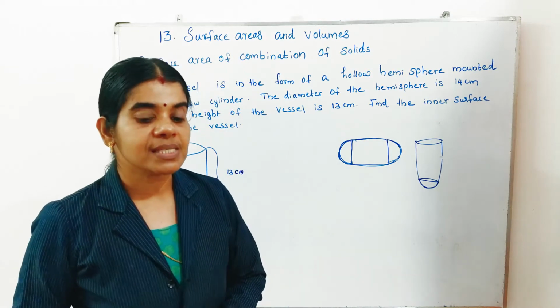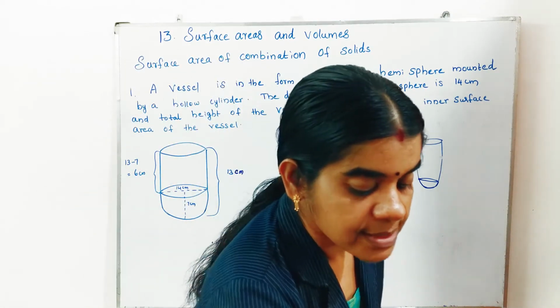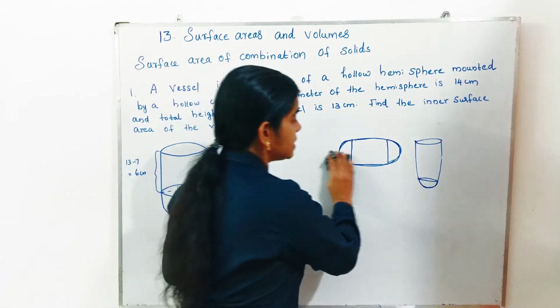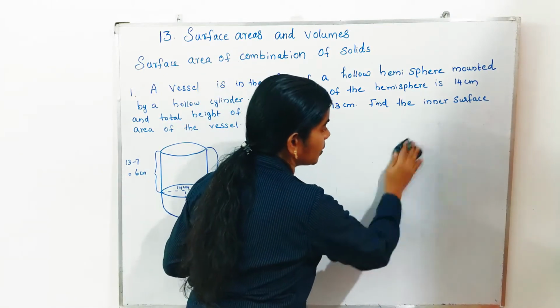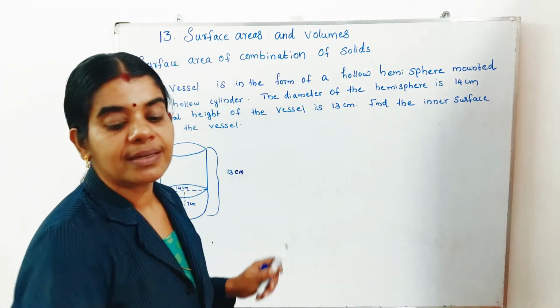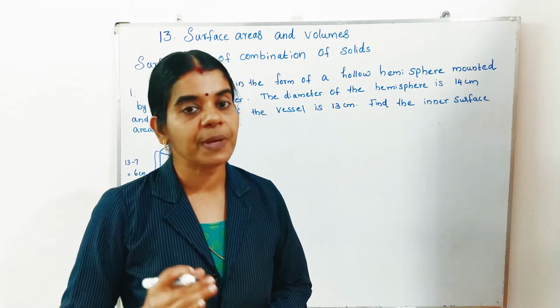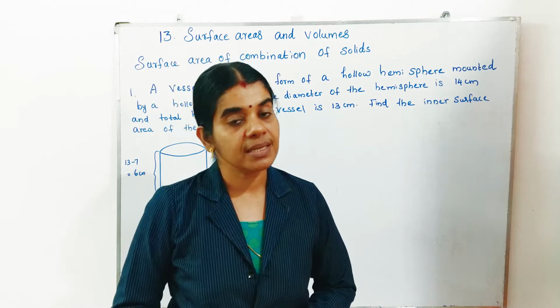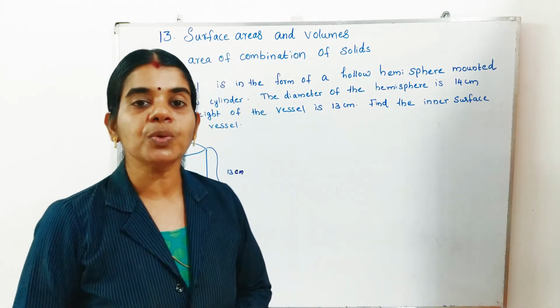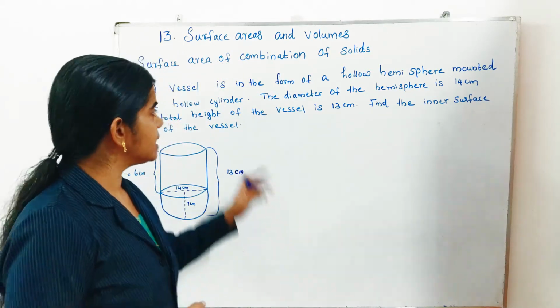Now we can discuss one exercise question. Just listen here. I am reminding you what the CSA of a cylinder is. CSA of a cylinder is 2 pi r h. What is the CSA of a hemisphere? That will be 2 pi r square. So just listen to the question.